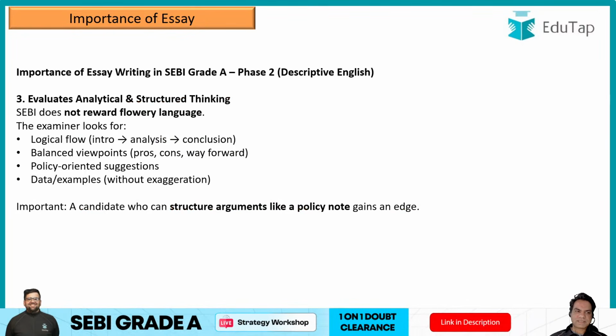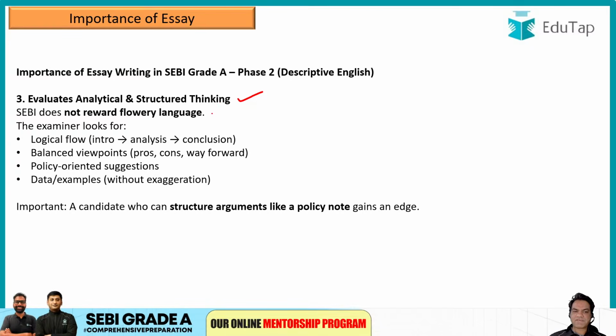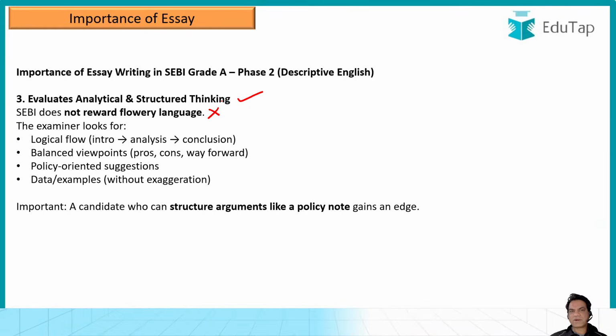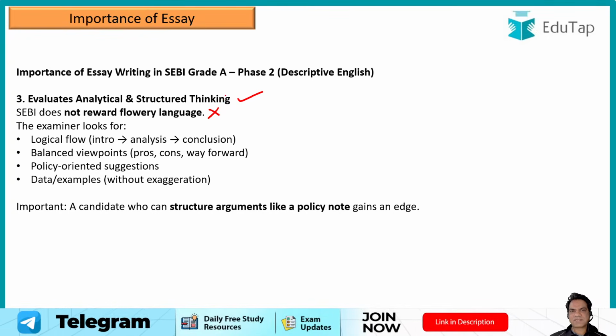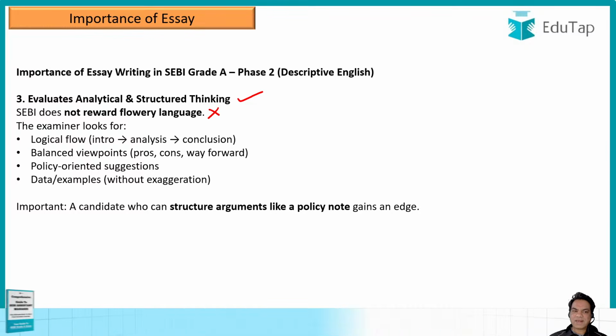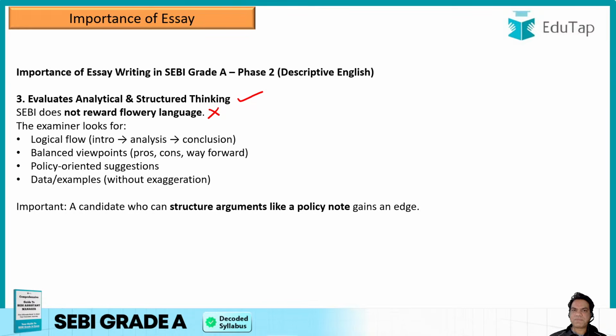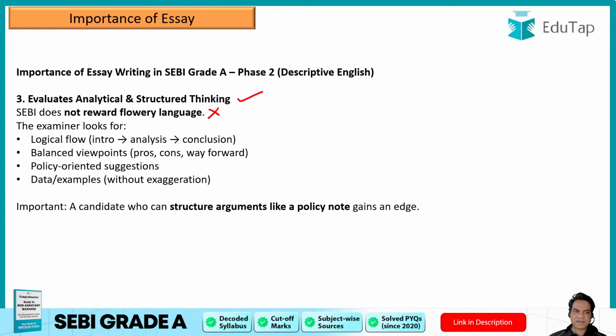Right. Now guys, the third importance of essay writing is that it evaluates your analytical and structural thinking. SEBI does not reward flowery language, guys. They are not looking for verbose answers. They're not looking to hire Shakespeares out there. Please understand this, guys, they're not looking to hire the next Shashi Tharoor of India. No, they are looking to hire students who can think like a regulator, who are analytical in their answers, and who are well prepared, well researched, backed up by a research thesis. That is what they look for.